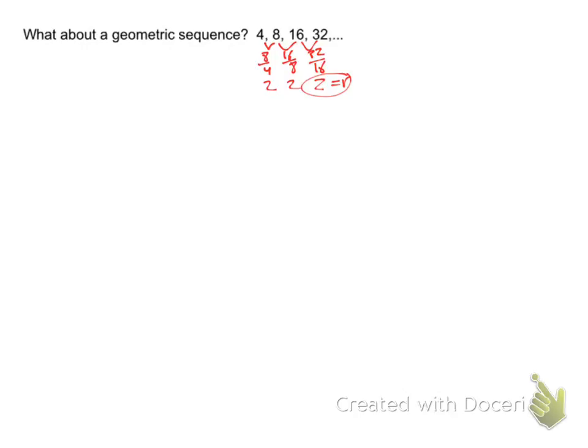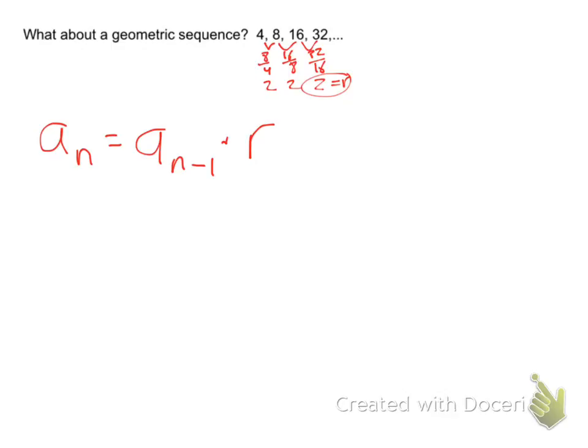We already know how to write the explicit formula. Let's write the recursive formula. Wait a minute. We don't have that formula yet. What are we doing to the next term? Multiplying it by 2. And 2 was just r, right? So if I want to find some term, I need to take the term before it, right? And do what to it? Multiply it by r.